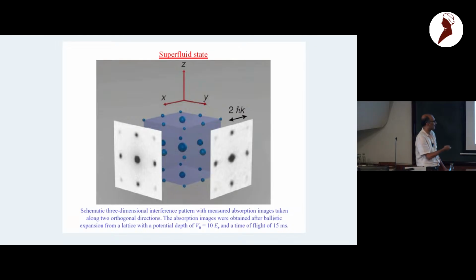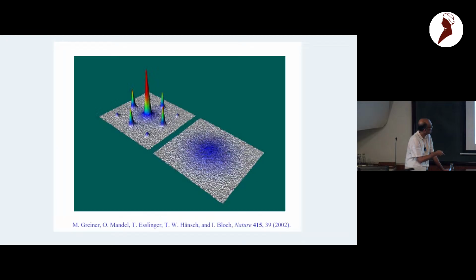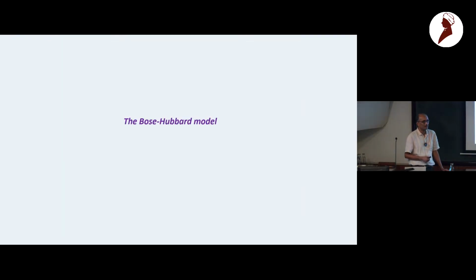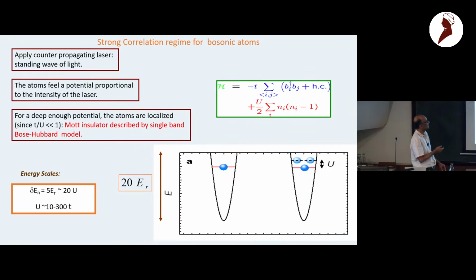So here is a picture of this interference pattern and absorption images, and here are some other fancy pictures. But let's now come to this question: suppose we understand this phenomenon, how do we model it? Okay. So the model typically, somebody had a question? So the model typically that people use for this kind of situation is a single band Bose-Hubbard model.